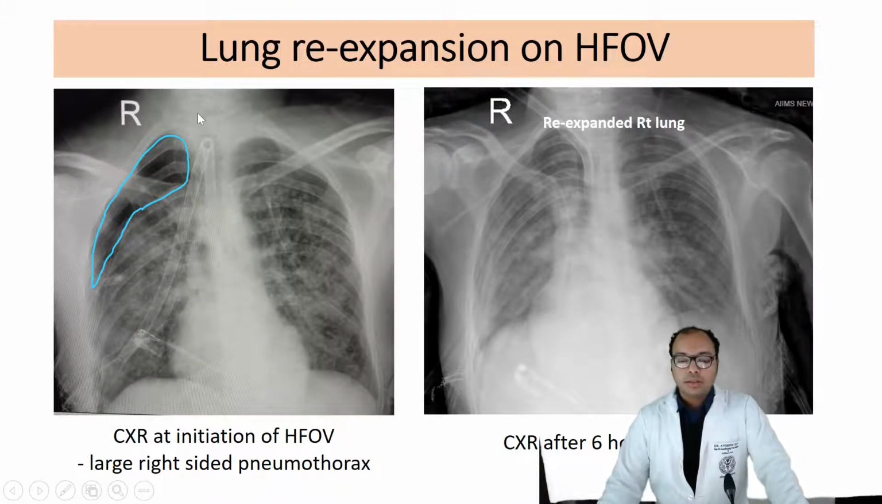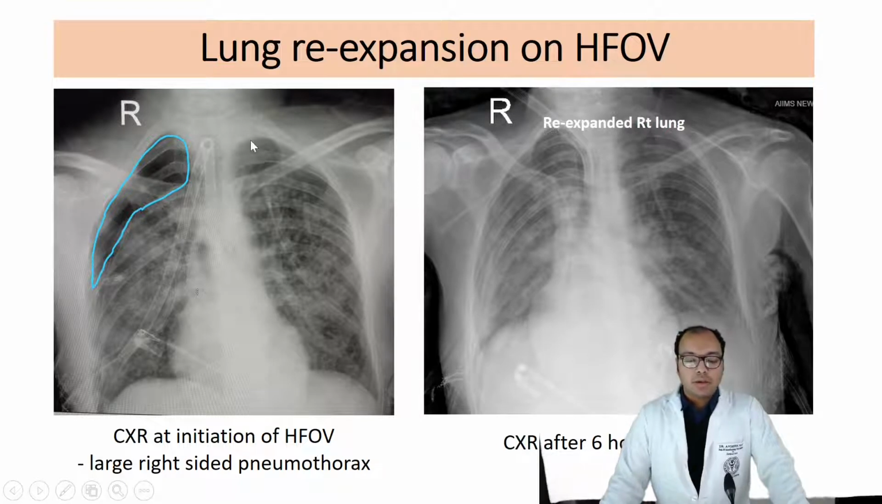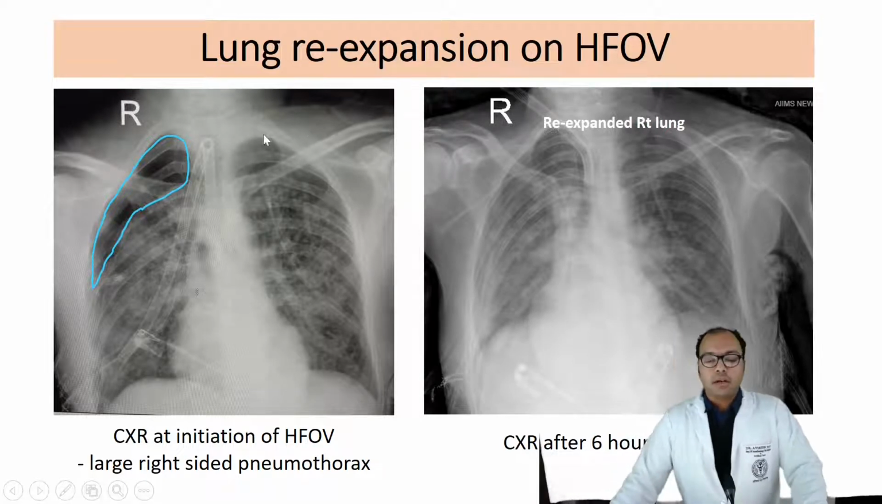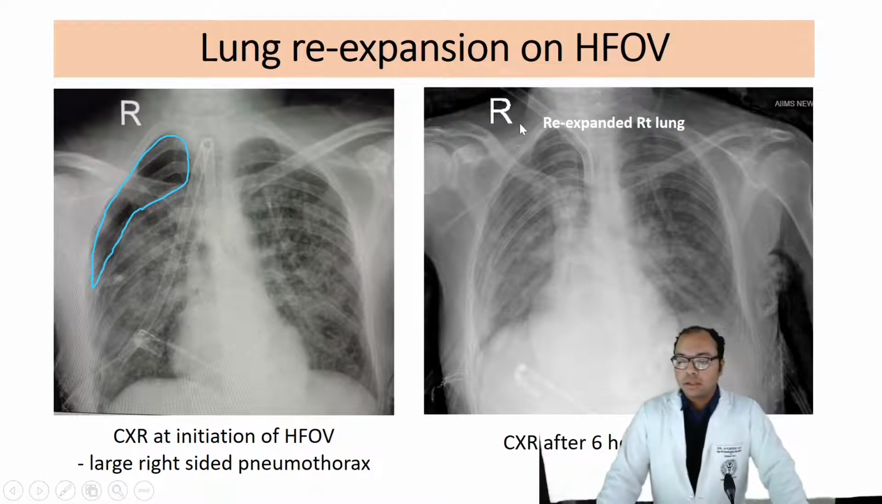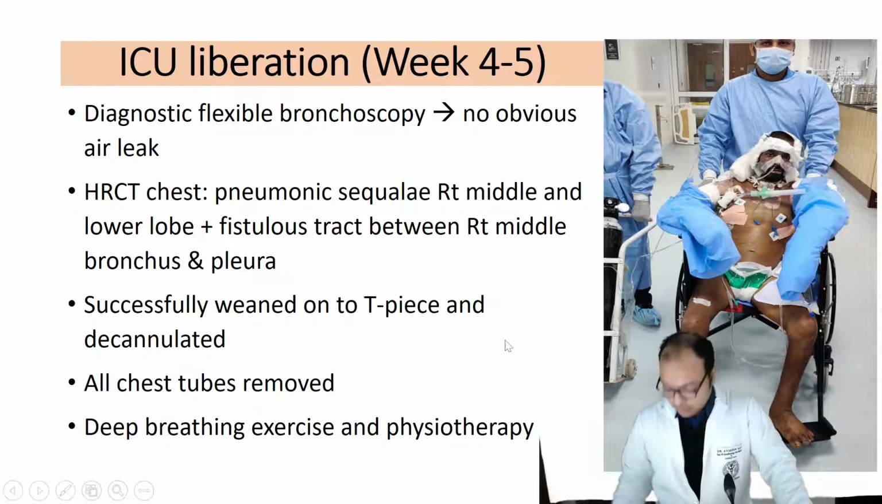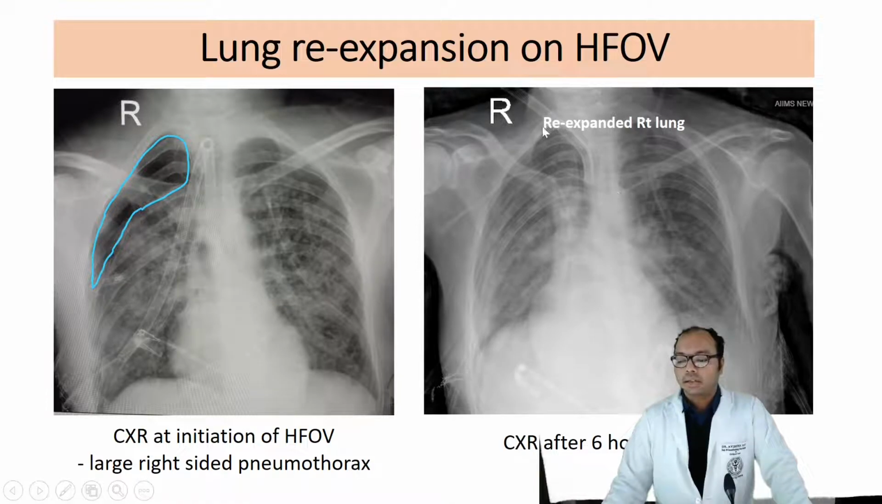This picture was obtained just after initiation of high frequency oscillatory ventilation. As we can see, this is the flexometallic tube, which is attached to the HFOV circuit. There are two ICDs, one posterior and one anterior on the right side, and one ICD on the left side. And this is the pneumothorax on the right side, which had caused all the problems initially. After 6 hours of HFOV initiation, we could see clear signs of an expanded lung on the right side with the ICD in situ.